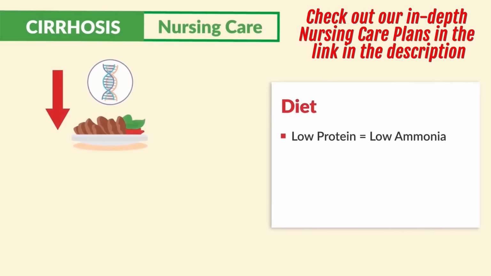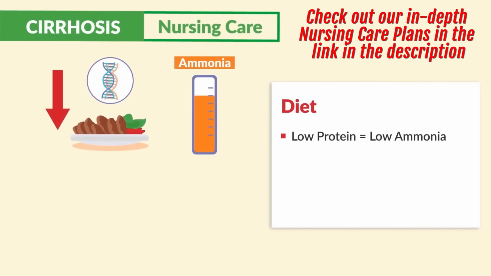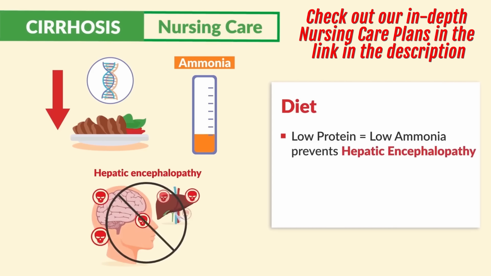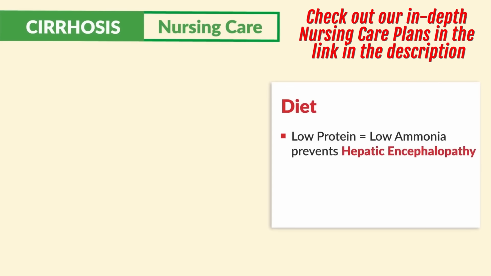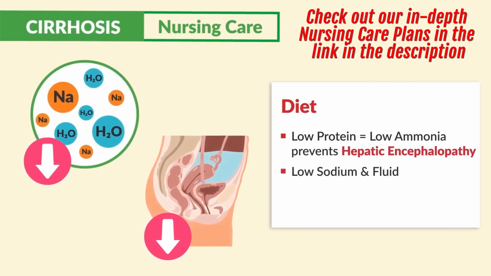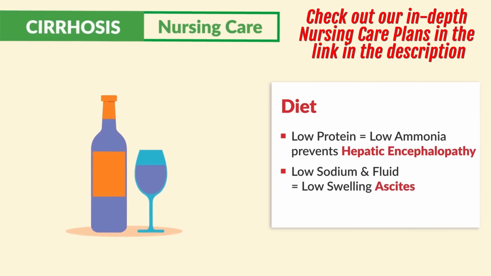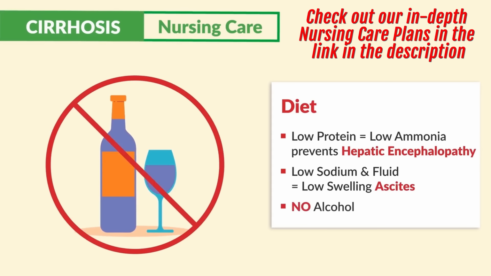Now, in terms of nursing care, the first thing is diet. We always recommend low protein, which results with low ammonia and prevents hepatic encephalopathy. Next is low sodium and low fluid to get low swelling with that ascites. And obviously, no alcohol. We already have a scarred liver and we don't need more of that.